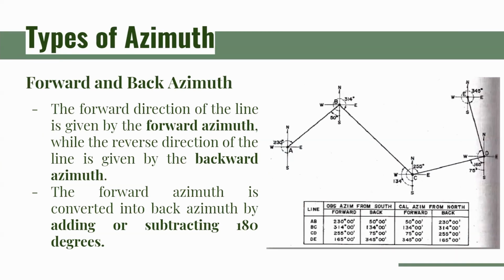Basing on our illustration here, for the azimuth line AB from the south, we have a forward azimuth of 230 degrees, and we can convert this into back azimuth by subtracting 180 degrees, then we get 50 degrees for the back azimuth. And the same goes with lines BC, CD, and DE for the line azimuth from south and from north.